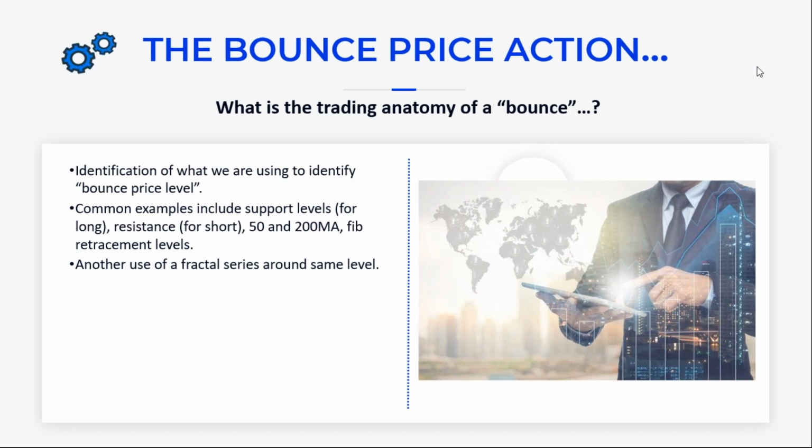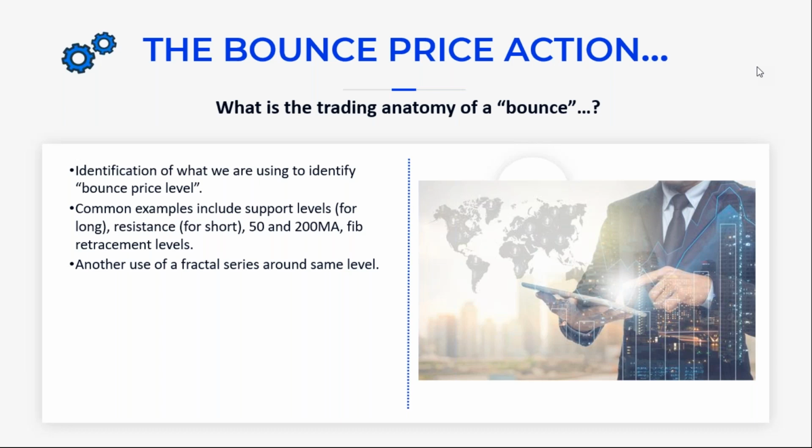Common examples of these include support levels for a bounce and then going long, resistance levels for a bounce off the top and then going short, 50 or 200 MAs, and Fib retracement levels if the market is adhering to Fib retracement. I'm not particularly happy about that. We also discussed fractals previously. Again, you can use these when you've got a series of fractals around the same level, which essentially creates a key price point.